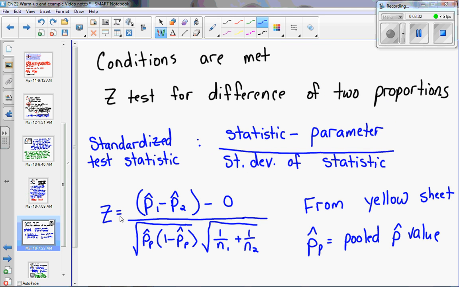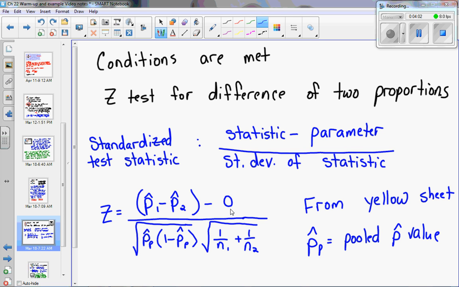So since the conditions are met, I'm going to use a z-test for the difference of two proportions. Now on your yellow sheet, you'll have this printed out in words. The standardized test statistic is the statistic minus the parameter divided by the standard deviation of the statistic. So in this case, my standardized test statistic is z. My statistic is the difference between the two p hat values minus the parameter.